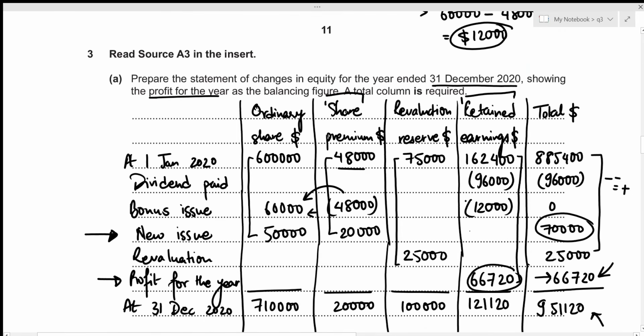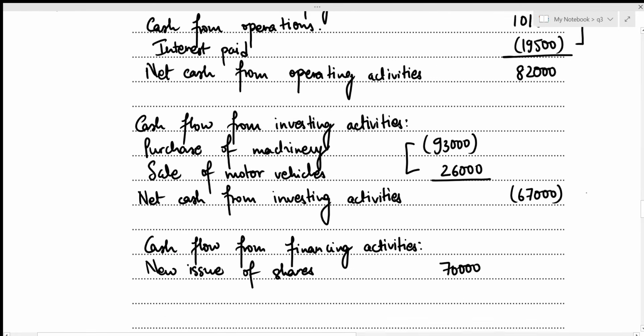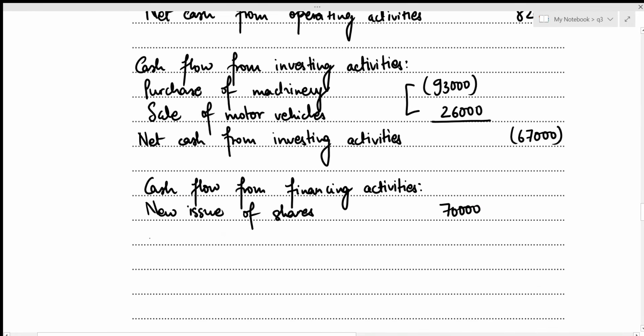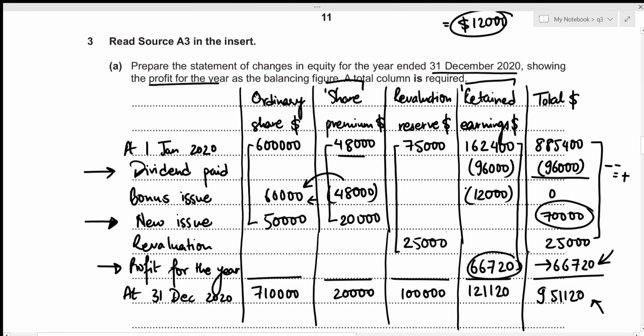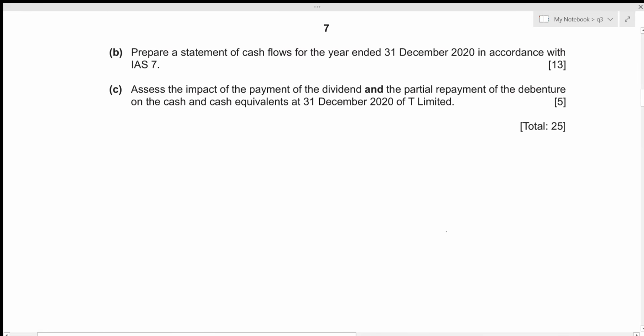Then we also know that we paid out dividend to those outside investors. So this is a cash outflow for our company, which means that this 96,000 should be subtracted in our cash flow statement. Let's do that. That is dividend paid of 96,000. Okay. Now, let's see if there is anything related to our non-current liabilities.